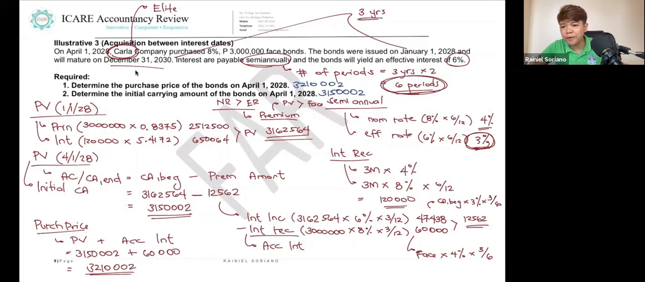Guys, chat section please. Natututo pa rin ba? Clear pa ba? Clear po. Yes po. Gets po. Right.